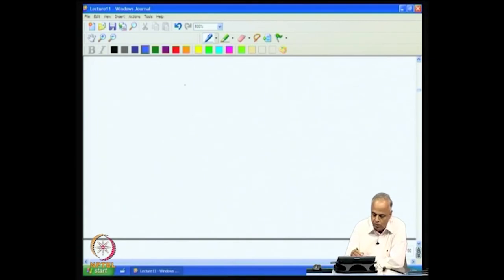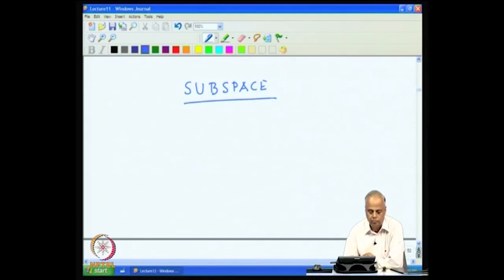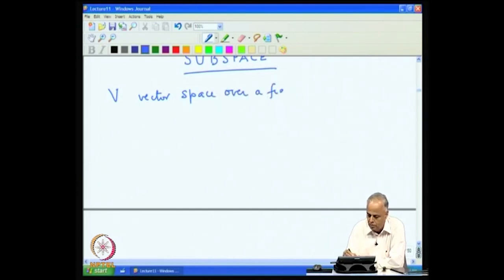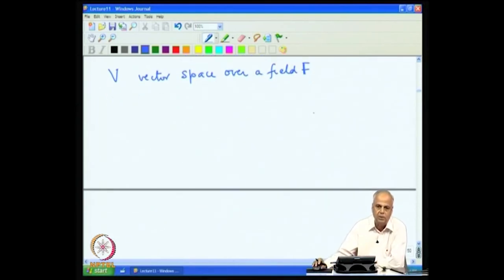We now move on to introduce a very important concept of subspace of a vector space. Let us begin with a vector space V over a field F. This will be always at the background, because as I said last time, this is the universe in which we work. The universe in which we work is always a vector space over a field F. We get into the concrete situation by choosing V to be specific and F to be specific. But when we develop general theory, it will be for a general vector space V over a general field F.